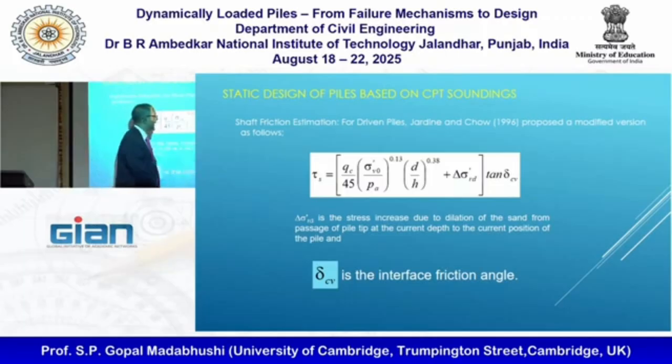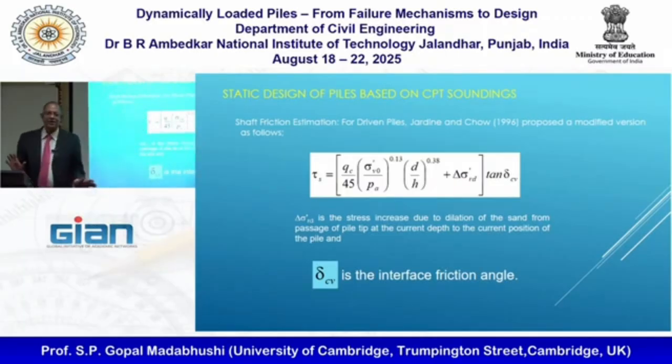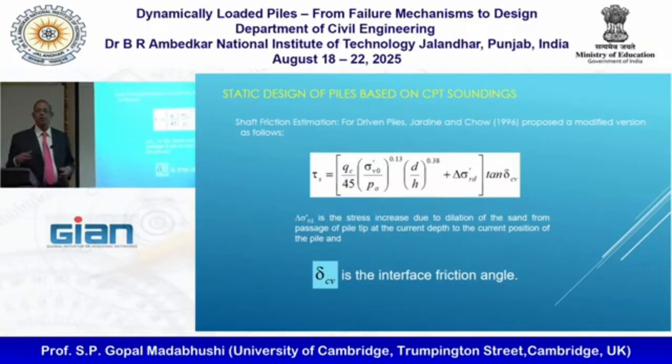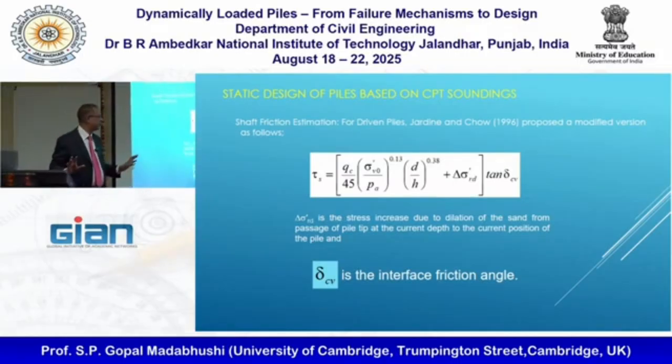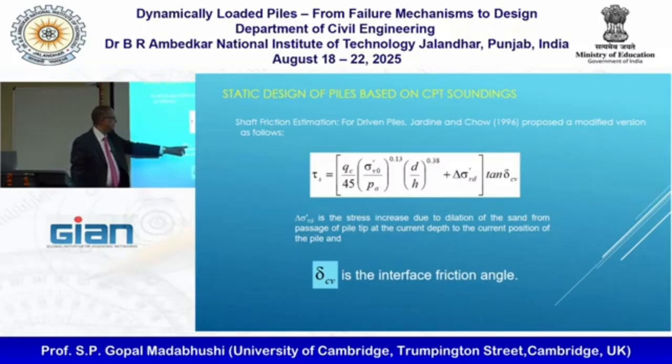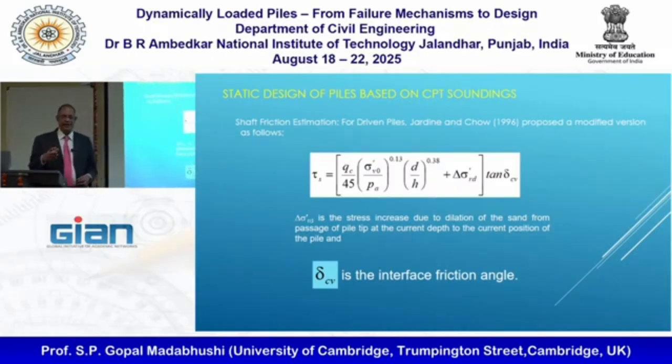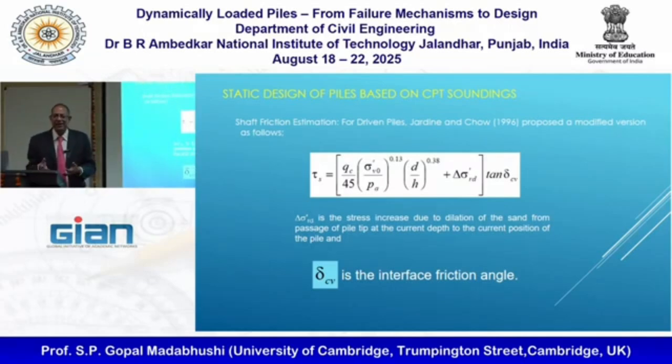This is the residual thing, that whole thing multiplied by tan delta CV. Tan delta CV makes sense because that's just your mu, or the coefficient of friction. So that is all fine. This delta sigma dash RD is the stress increase due to dilation. You asked earlier, how come I can get my K greater than 1? This is the one that is creating that.